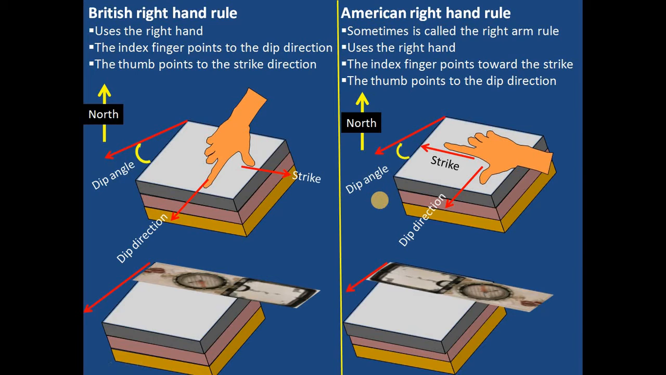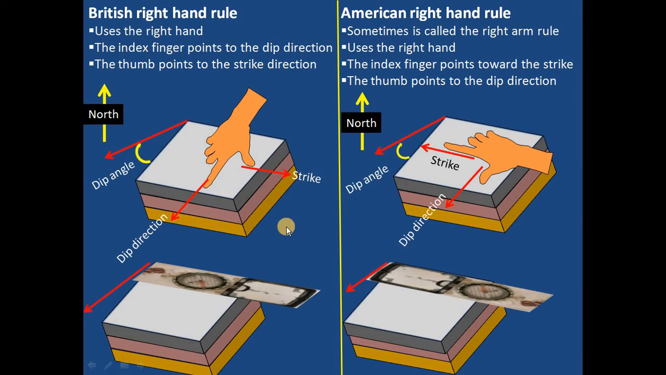So let's see what the British and American right-hand rules are. The British right-hand rule uses the right hand. The index finger points to the dip direction. You see the index finger. So we have made an assumption that these are the beds, and they are dipping in this direction. So this is the dip direction and the strike. The index finger points in the dip direction, and this is the angle of dip, and this is strike.